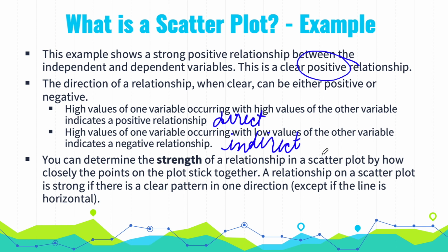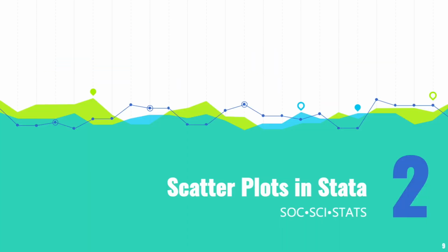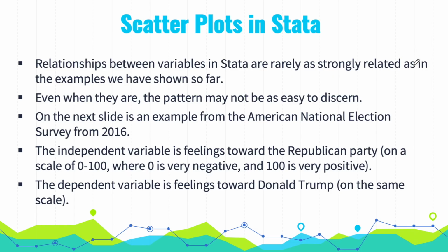You can determine the strength of a relationship in a scatter plot by how closely the points on the plot stick together in that linear form. A relationship on a scatter plot is strong if there's a clear pattern in one direction, except if the line is horizontal. Let's talk about what scatter plots look like in Stata. You'll see that relationships between variables in Stata are rarely as strongly related as in the examples we've shown so far. Even when they are, the pattern might not be as easy to discern visually.